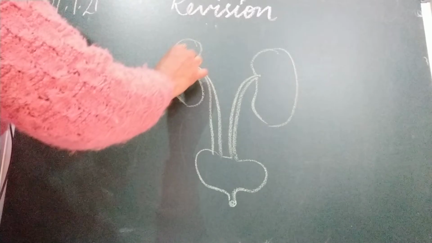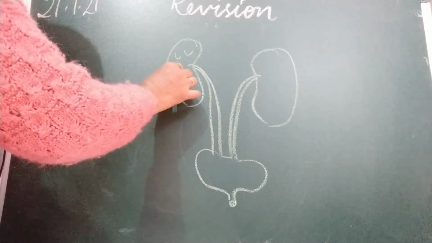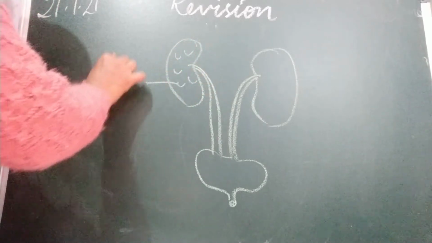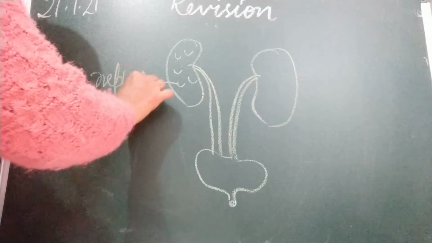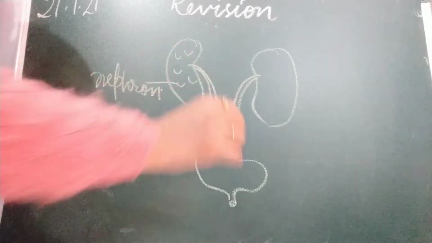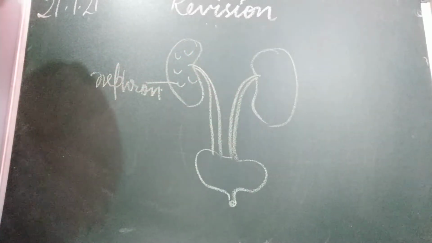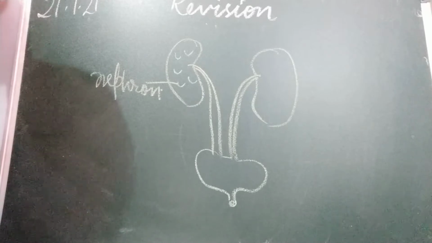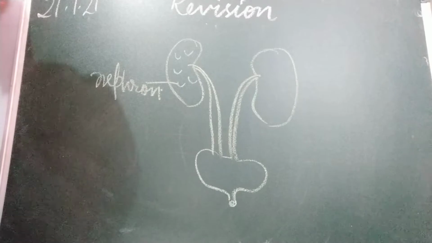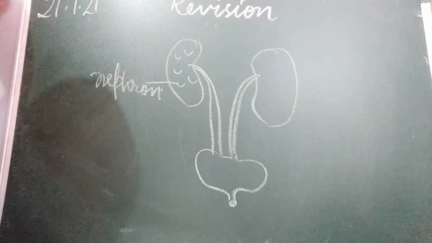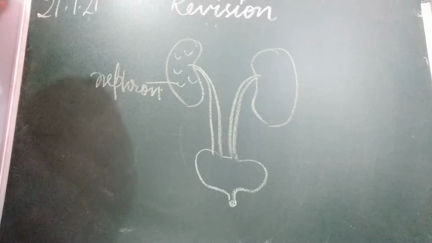Children, there are small filtering units called nephrons. There are millions of nephrons in the kidney. Nephrons are the tiny filtering units of the kidney. They filter out excess water, salts and urea from the blood as it passes through them. The clean blood leaves the kidney and continues its circulation in the body.